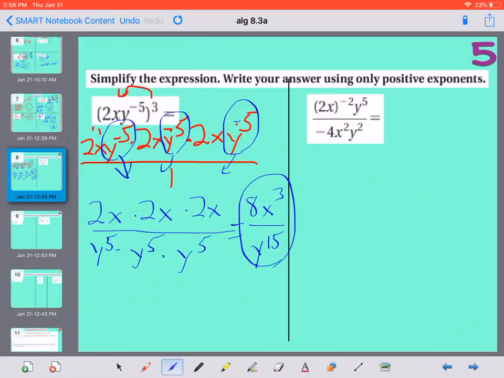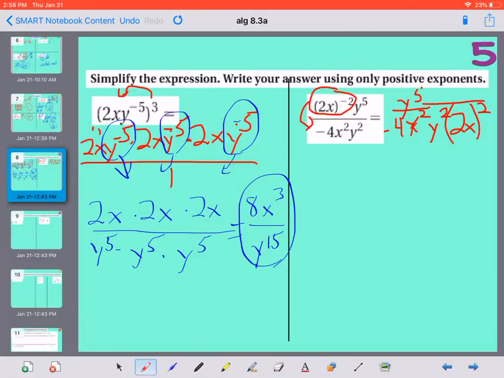Alright, next one. I see a negative exponent, 2x to the negative 2, so I'm going to take that and move that down here. So then what we're going to be left with is y to the 5th over negative 4x squared, y squared, and 2x squared.